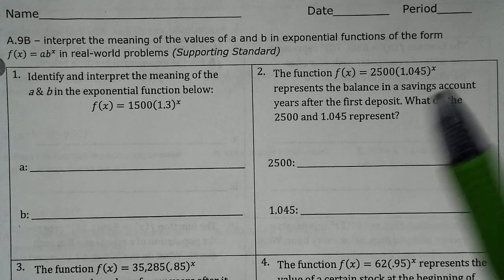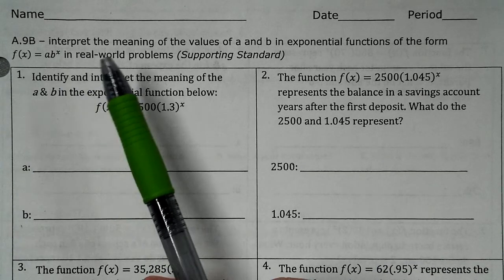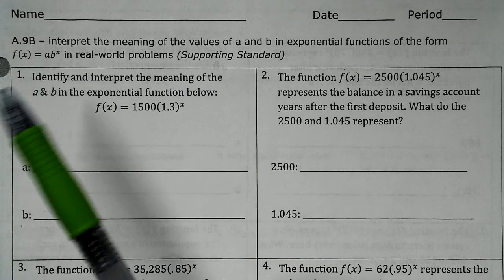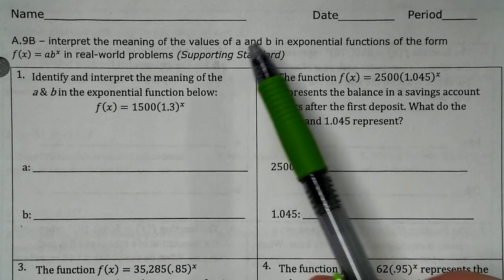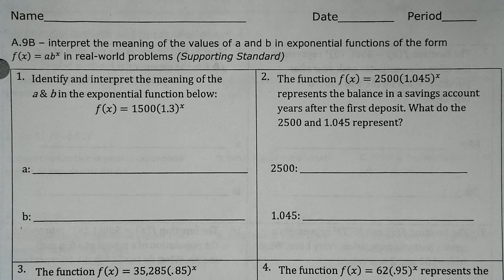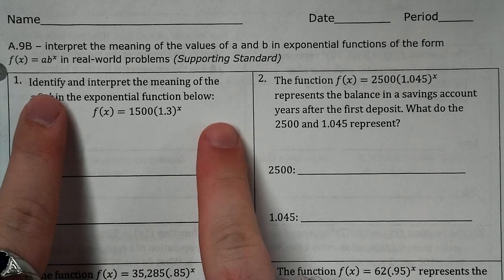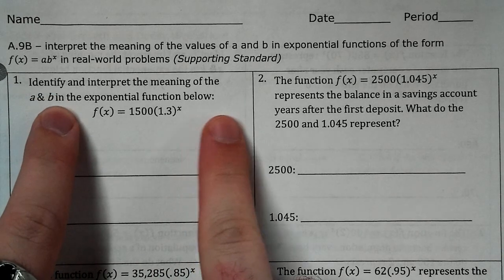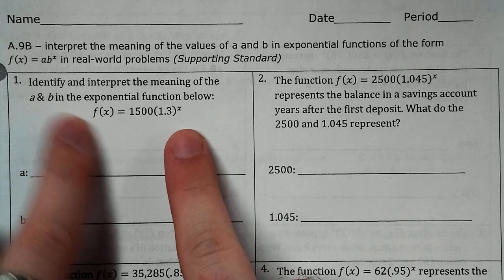Now, on the second set of notes we're doing today, we're going to read some word problems and we're going to identify the values of A and B and what they mean for each specific problem. So, let's look at number 1. It says identify and interpret the meaning of the A and B in this exponential.